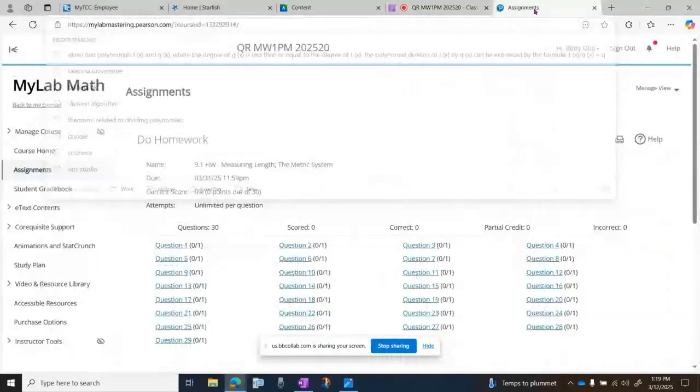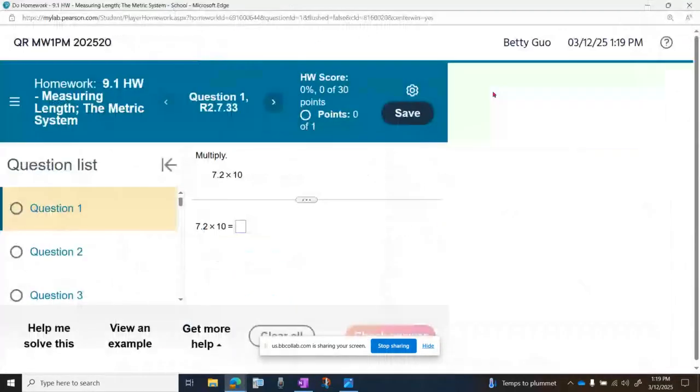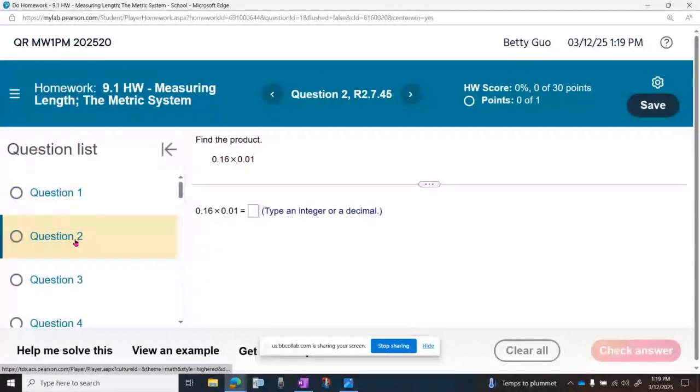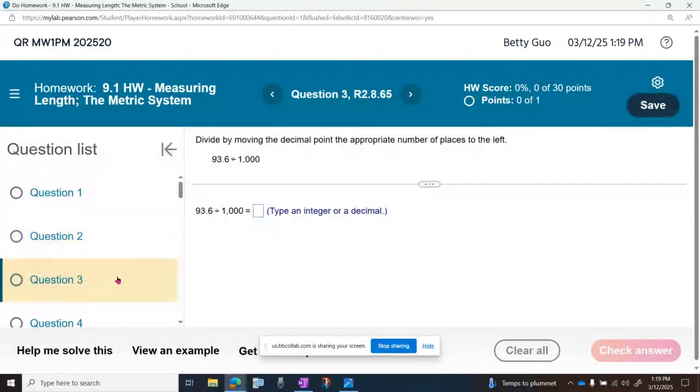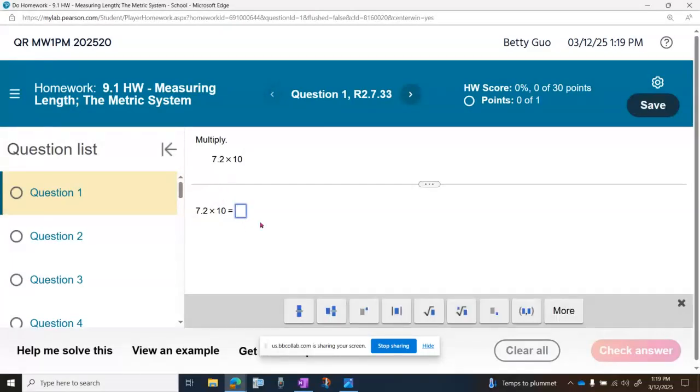Okay, so let's go to 9.1. Today most of the time we're probably going to spend on 9.1. Those are warm-up problems. Basically, if you multiply a decimal by 10, you move the decimal point to the right one time.